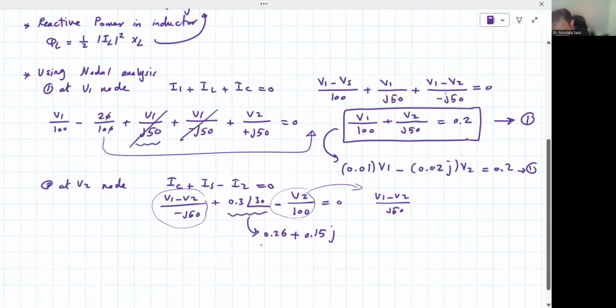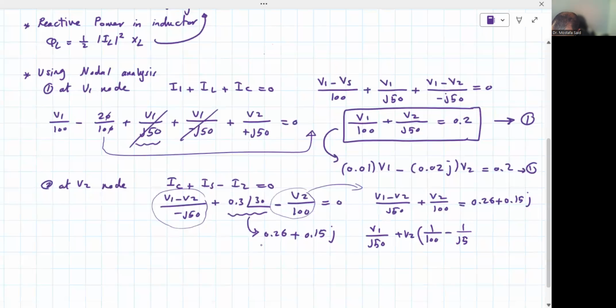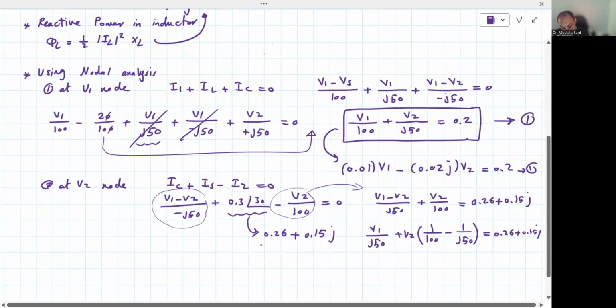We go to the next, so the right hand side, so the minus J50 will be positive J50 plus V2 over 100 equal to 0.26 plus 0.15 J. Okay, so we're going to have here V1 over J50 plus V2, and we're going to have 1 over 100 minus 1 over J50 equal to 0.26 plus 1.5 J. Okay, good.